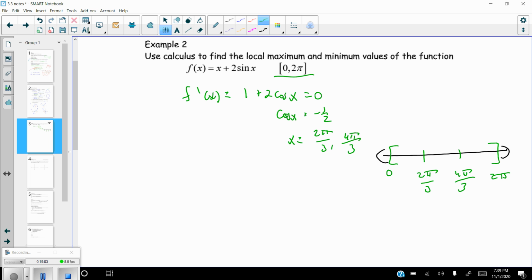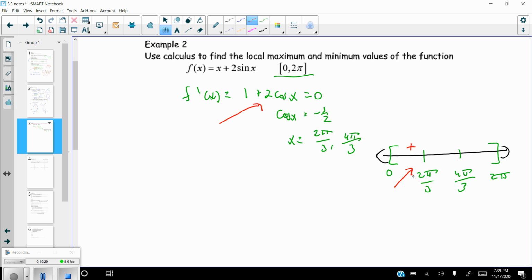So if I want to take something which is less than 2 pi thirds, for example, let's use 0. We will plug 0 into our derivative. So the f prime at 0, let's see, it's going to be 1 plus 2 cosine of 0. Cosine of 0 is 1. So 1 plus 2 is a positive number. Yes, it's 3. It's not really something I needed to know. It is positive, which means the function is increasing.